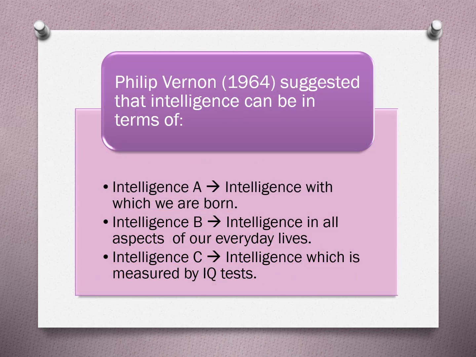In view of intelligence, we are just looking upon what Philip Vernon suggested in the year 1964, that intelligence can be in the form of A, B or C type: intelligence with which we are born, which is already inbuilt; another type of intelligence which affects our everyday lives; and the third type is intelligence which is measured by IQ test.